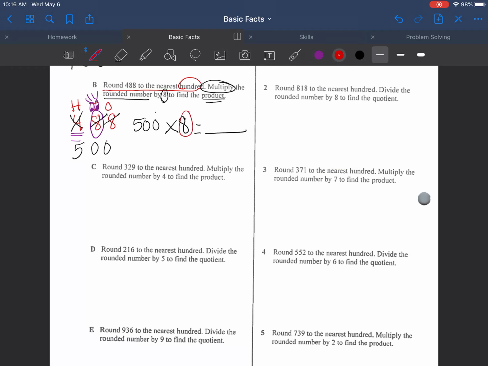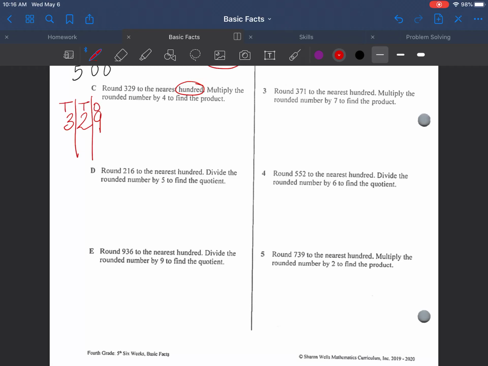Multiply the rounded number. So 500, they want me to multiply by 8 to find the product. We have zeros. 8 times 5, that equals 40. We have zeros. When we multiply, we say quito, pongo. 1, 2, and 3. So my product is 4,000.